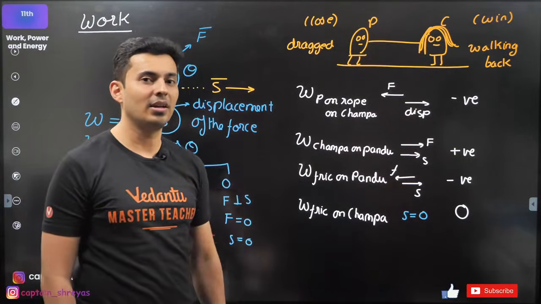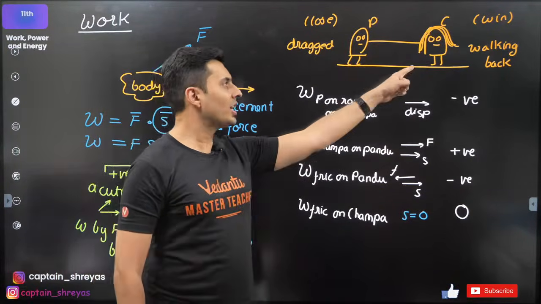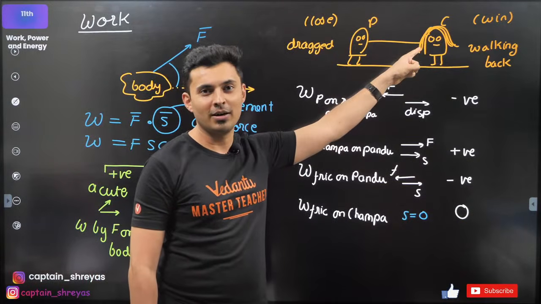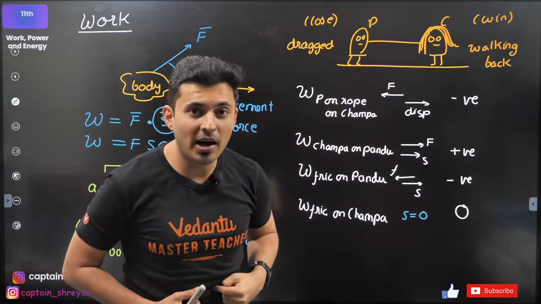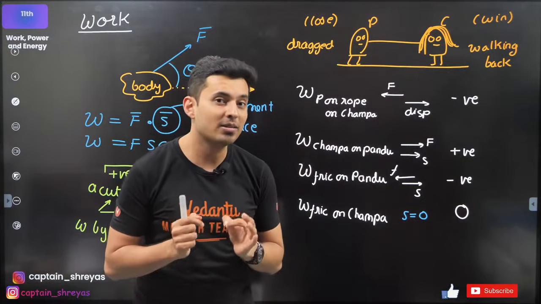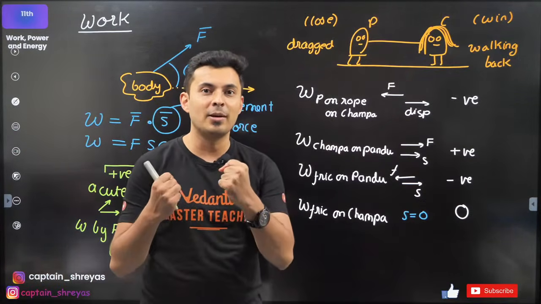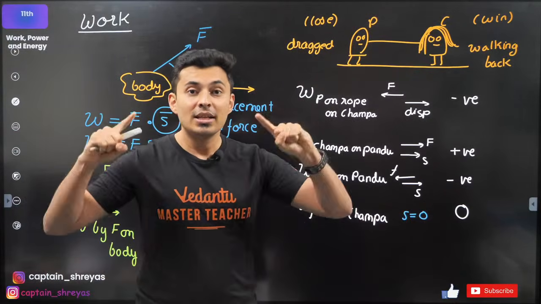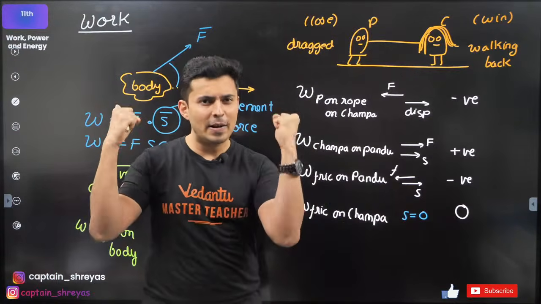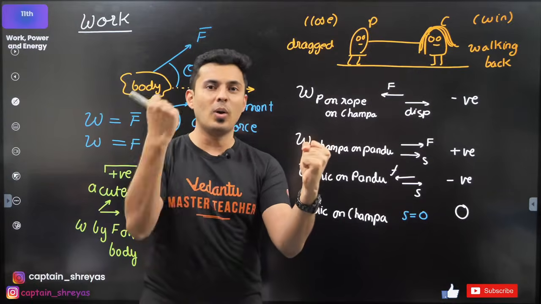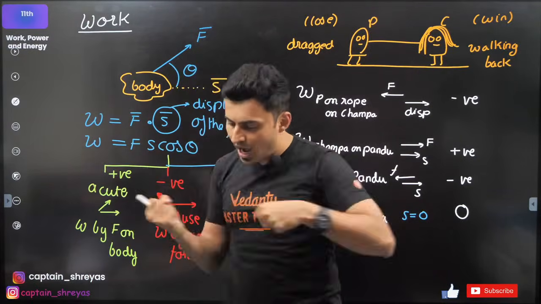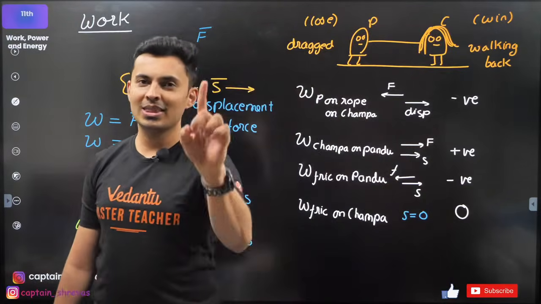The hidden concept is that friction did not supply energy to Champa. It was Champa's food. Champa ate some food. There is some combustion happening, digestion happening, metabolism. Her cells are active. That internal muscular energy got converted into work against Pandu. That is the answer.